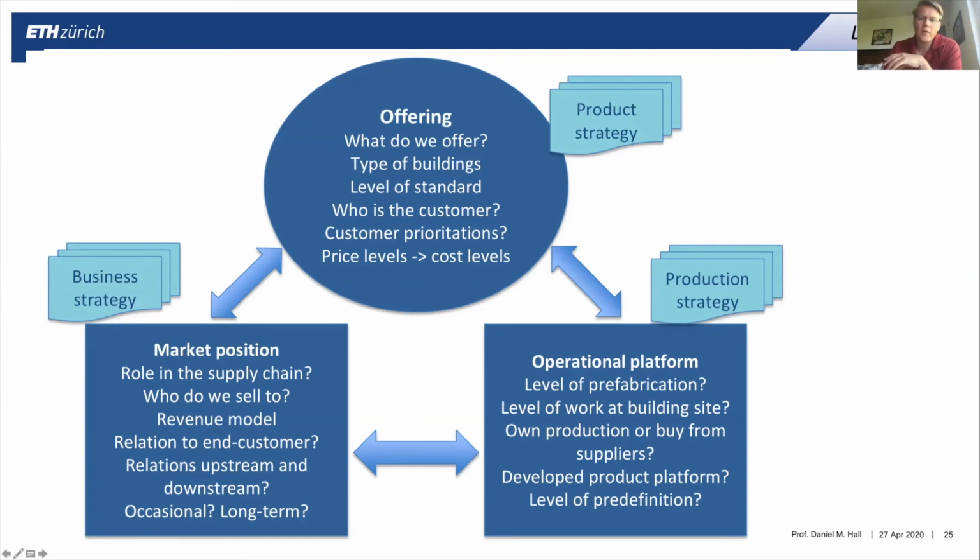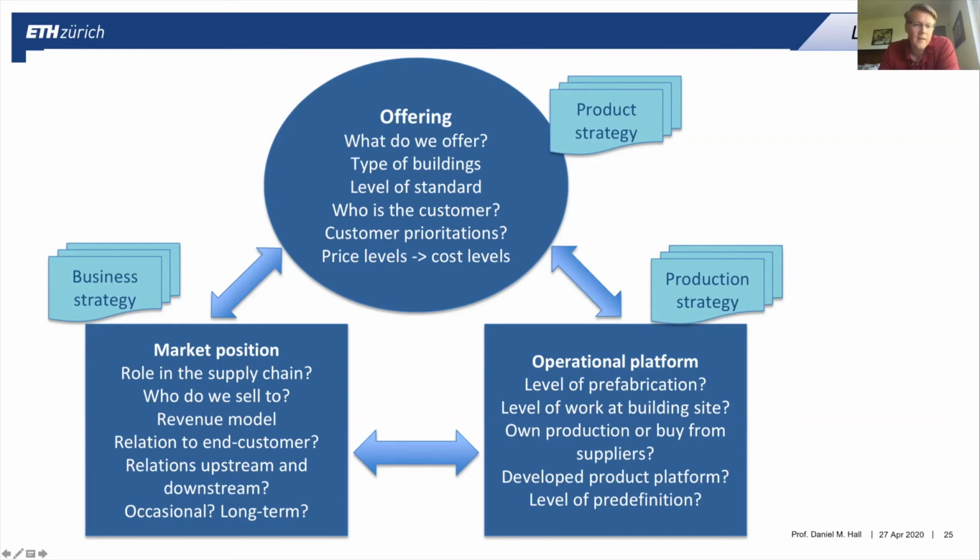You then have over here your production strategy. So this really gets into the level of prefabrication, right? Are you going to do volumetric or kit of parts or robotics? What's your kind of production strategy? How much work are you going to do at the building site? Are you going to own the production, or are you going to buy it from suppliers? We'll talk about that. And then how developed is your product platform, with which level of predefinition? So that's really about your production strategy here.